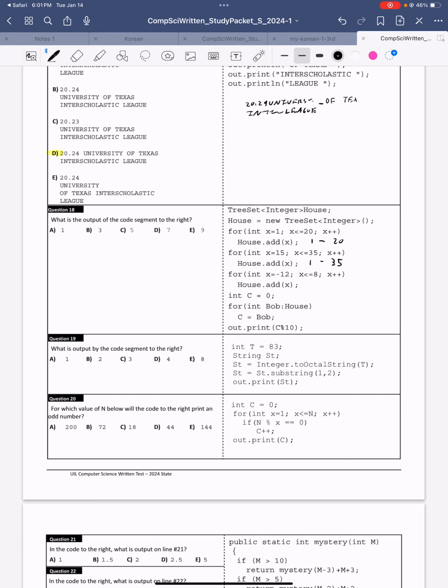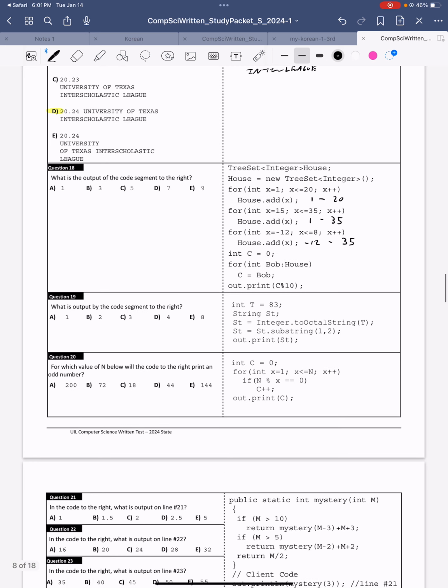No duplicates. And then here we're going to go from -12 to 8. And there's overlap from 1 through 8, right? So it's actually going to be from -12 all the way to 35. And now we'll go here, C equals 0. So for every integer in this tree set, that's going to be equal to Bob, right? Now we want to print C mod 10. Well, it's going to go through the entire set up until you get 35. So what's 35 mod 10? It's 5. So the answer is C.